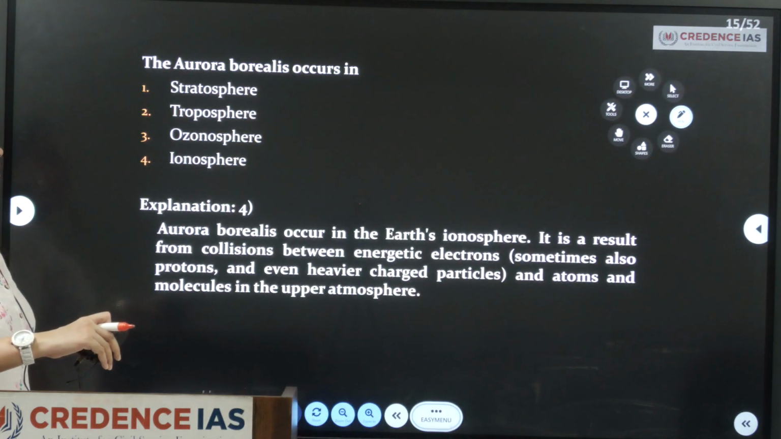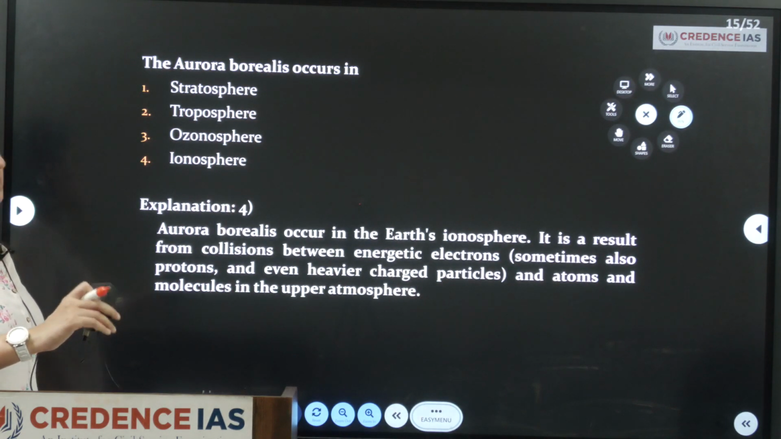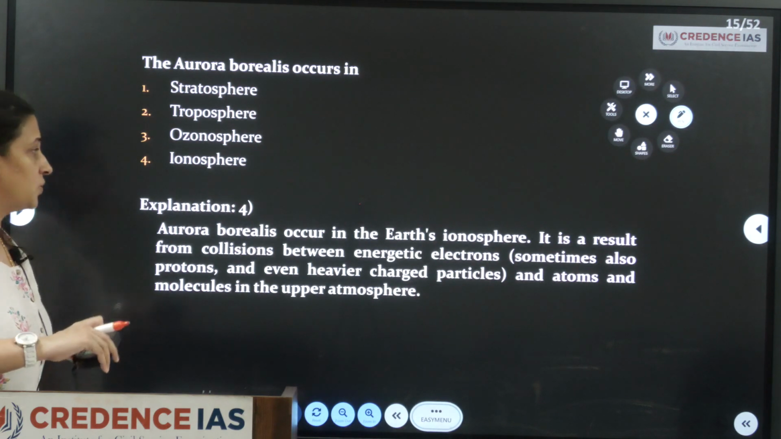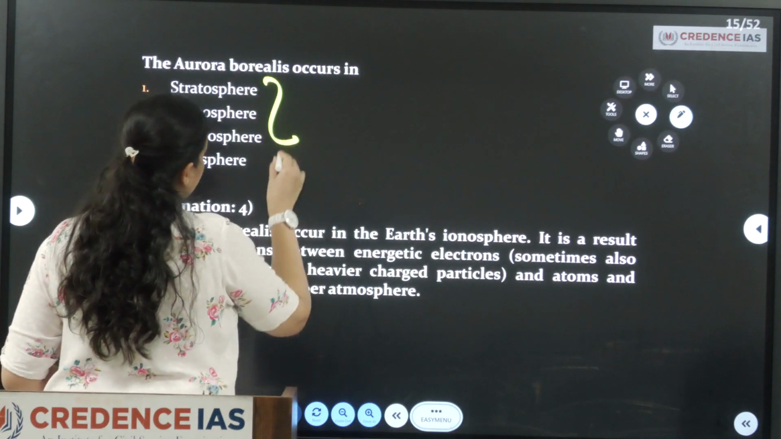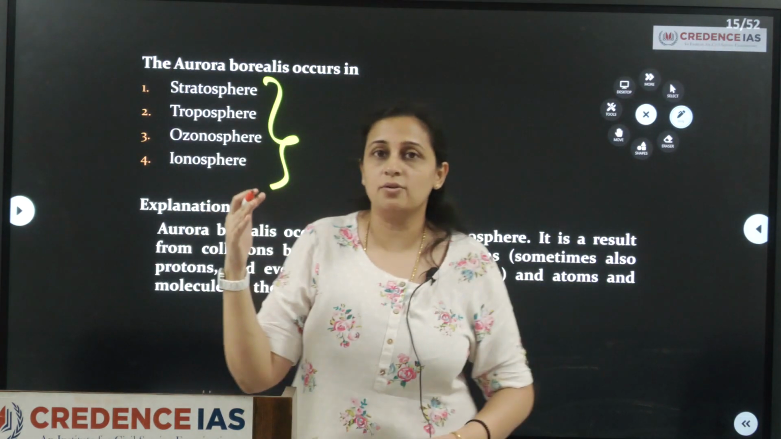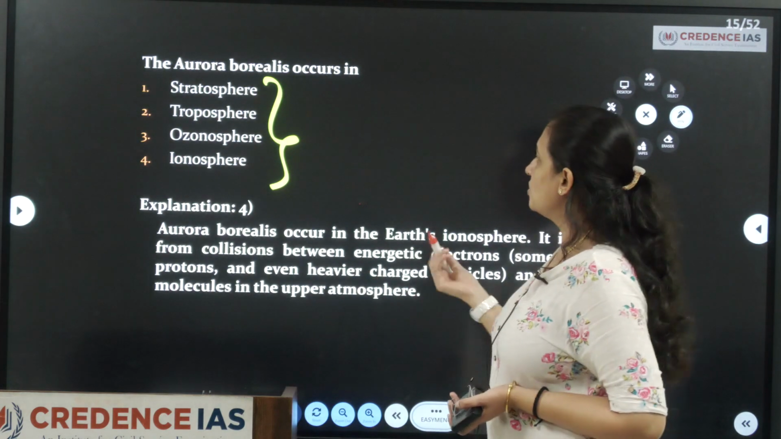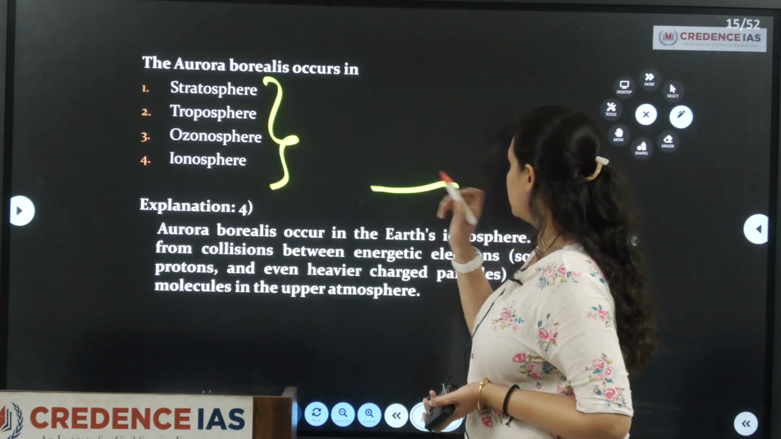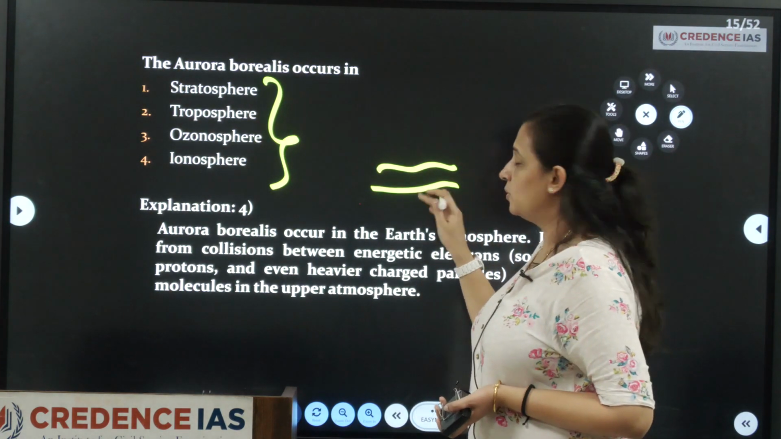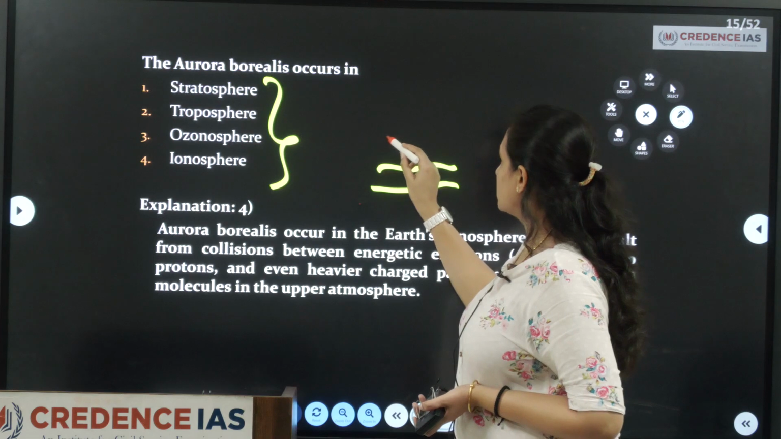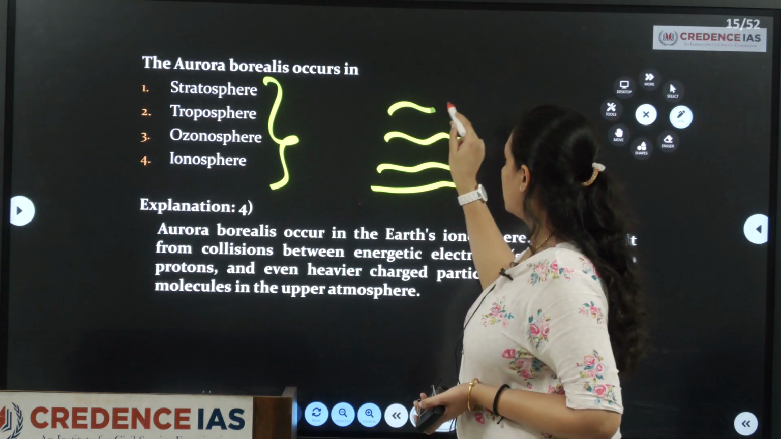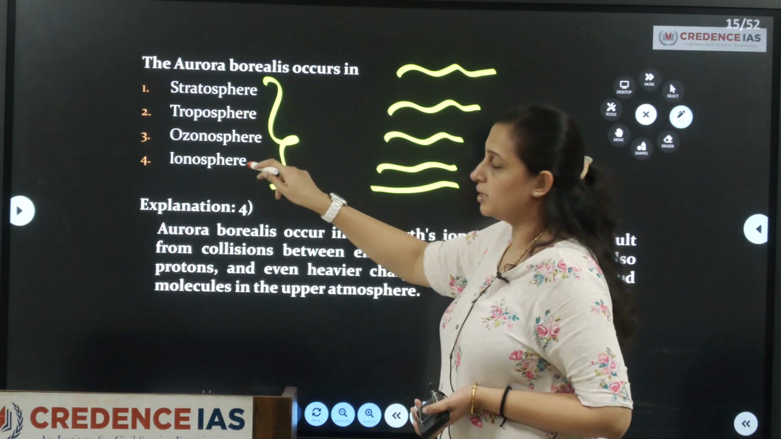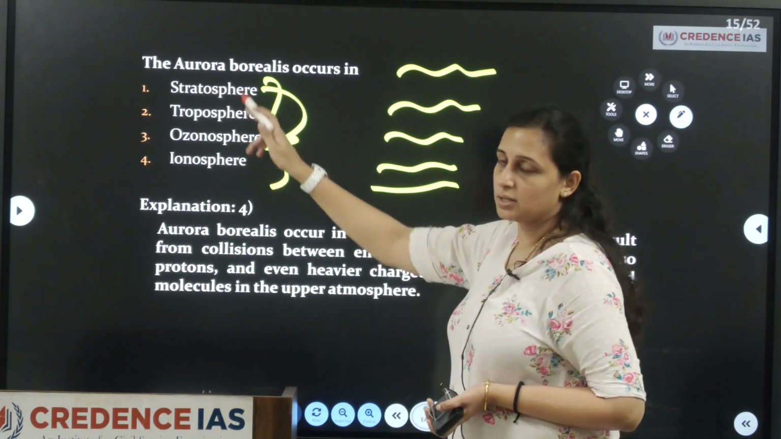Okay. The aurora borealis occurs in the stratosphere, troposphere, ozonosphere and ionosphere. Okay. So what are these things? They are the different layers of the atmosphere. So in our Earth's atmosphere, the different layers are there. This is the troposphere, and next comes the stratosphere where the ozone layer occurs. Next come the mesosphere, ionosphere and exosphere. Okay. This ozonosphere and stratosphere are one and the same because ozone occurs in the stratosphere.